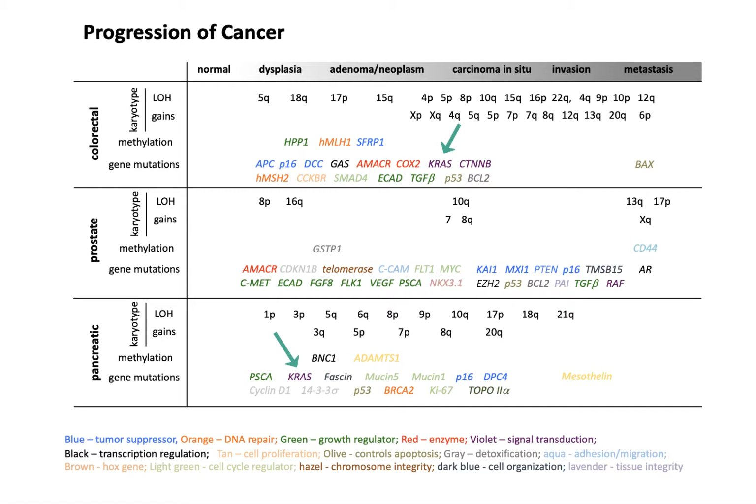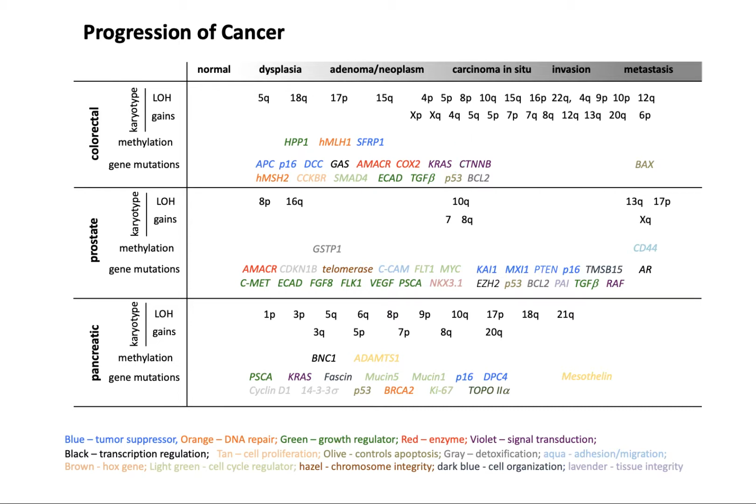KRAS is also common in colorectal cancer as well as pancreatic cancer, and that's a signal transduction pathway gene. Also, all of these have a P53 mutation, so it's a loss of function of P53, and that essentially makes all of these cells immortal, and then they just keep growing and multiplying.